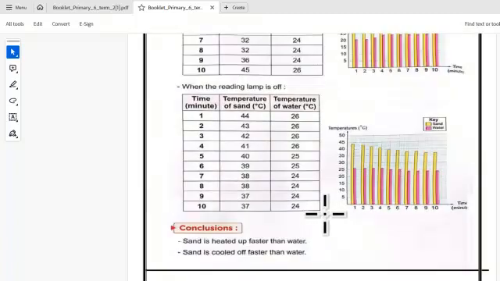Observation: sand is heated up faster than water. Sand is cooled off faster than water.